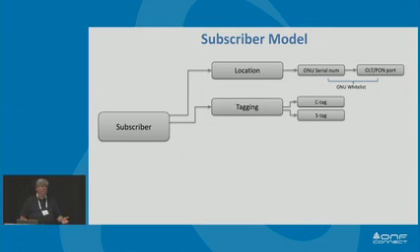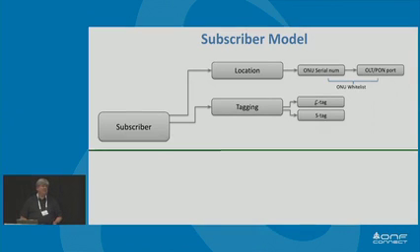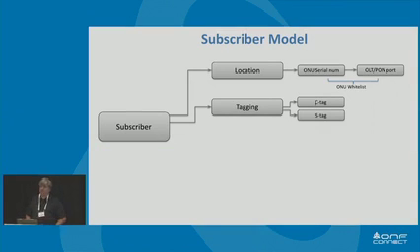A subscriber also has tags, so he has an S tag and a C tag. Those tell how to route his packets through the OLT and through the aggregation switch. That was SEBA 1.0, the first release we had.